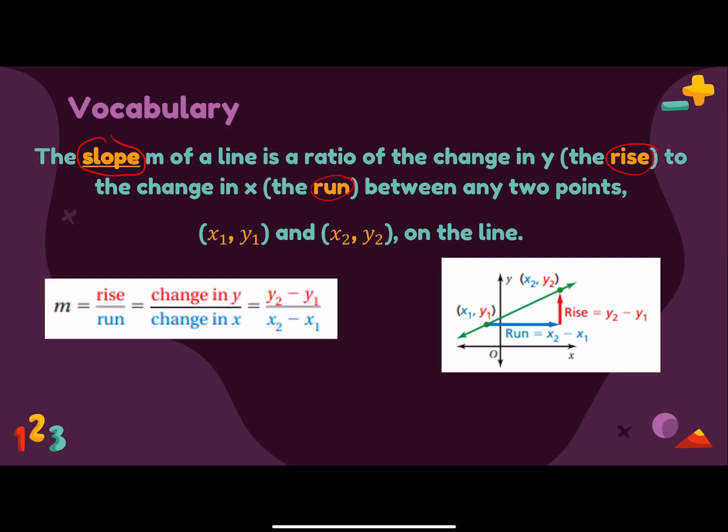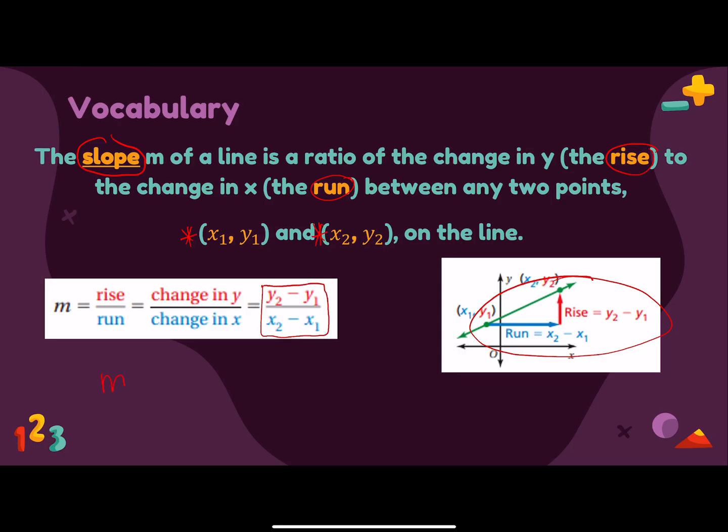So I can find the slope between any 2 points. So this right here is an ordered pair, and this right here is another ordered pair. And I can do that by, if I graph them, I can just count the rise over run, or I can use this formula if I just have the ordered pairs.